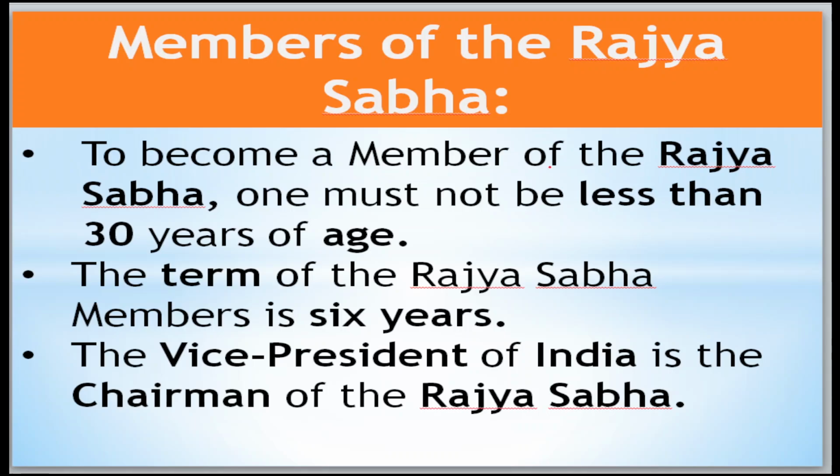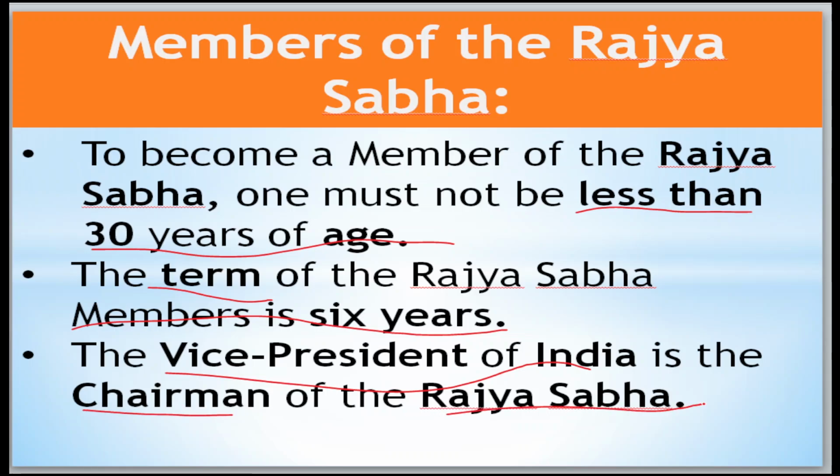A member of the Rajya Sabha should not be less than 30 years of age. They should complete 30 years of age. The minimum age is what? 30 years. And once they are elected, their official term is what? 6 years. And the Vice President of India is the Chairman of the Rajya Sabha, or Speaker of the Rajya Sabha. Okay, Chairman of the Rajya Sabha.